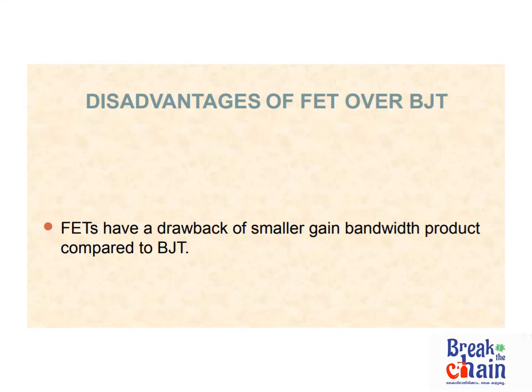Now, disadvantages of FET compared to BJT. FETs have a drawback of smaller gain bandwidth product compared to that of BJT. Listen carefully, this does not mean that FETs have a very small bandwidth. The bandwidth of an FET amplifier is very high when compared with that of BJT, but the gain of an FET amplifier is very, very small, so the gain bandwidth product is very small for FET when compared with that of BJT.